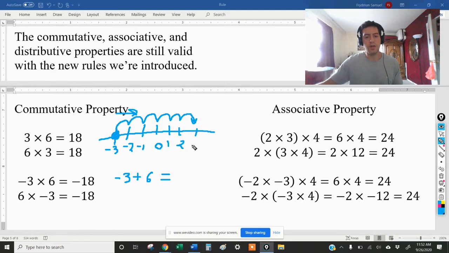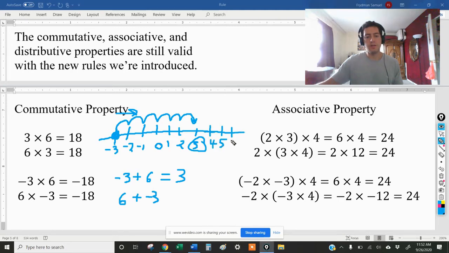Okay, so I would land on +3. What if I do it the other way? Instead of -3 plus 6, what if I do 6 plus -3? Well, I know that if I add a negative, I move to the left. So let me just get up to 6 here on the number line.